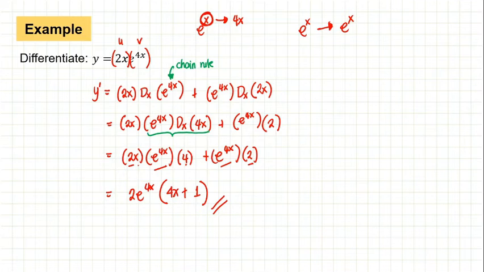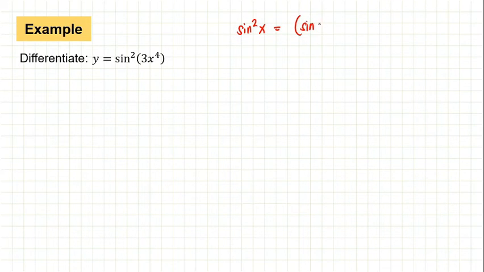Okay? Last example. Suppose we have a trigonometric function. We have sine squared of 3x to the power of 4. Now, in this case, take note that sine squared x can be written as sine x raised to the power of 2. So therefore, we can rewrite this one as sine of 3x to the power of 4 to the power of 2.